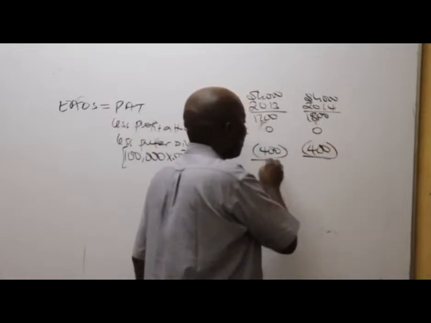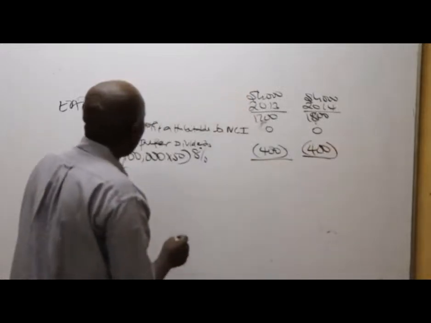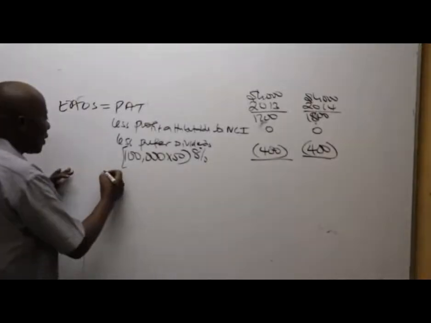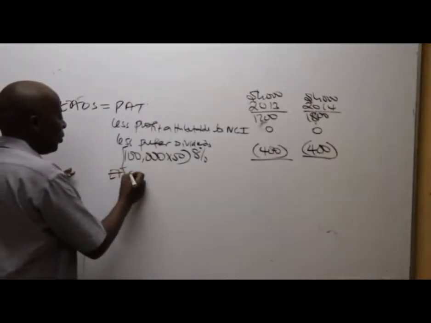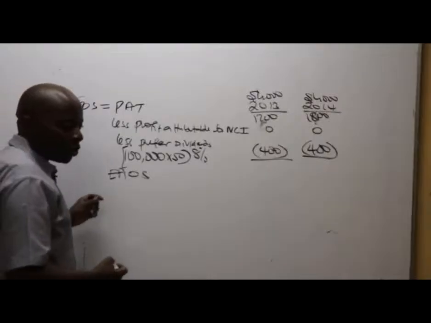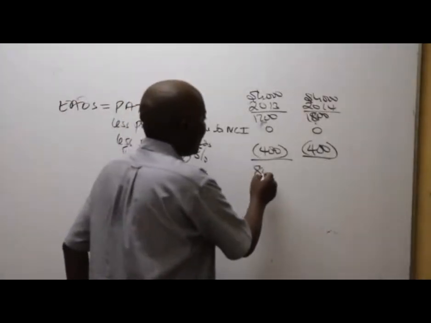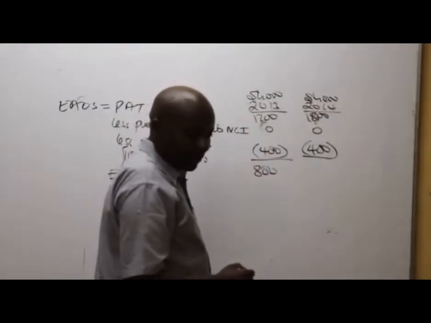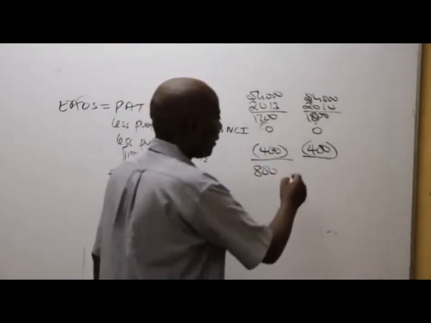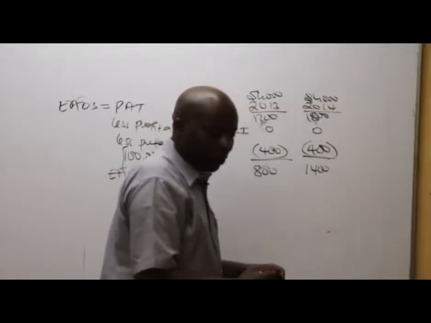Please then subtract for you to be able to give us the earnings attributable to ordinary shareholders. This one I'm pretty much aware that it's 800, right? And 1400. I can see good questions here.